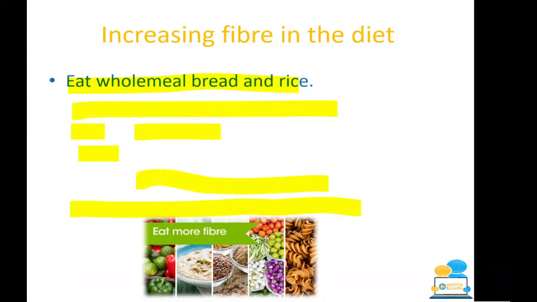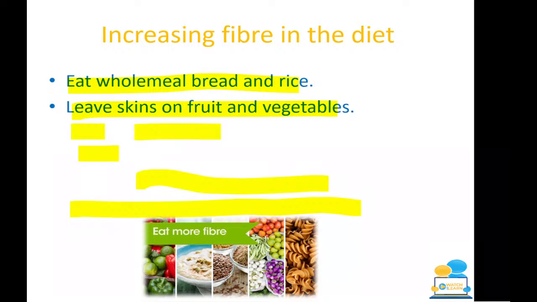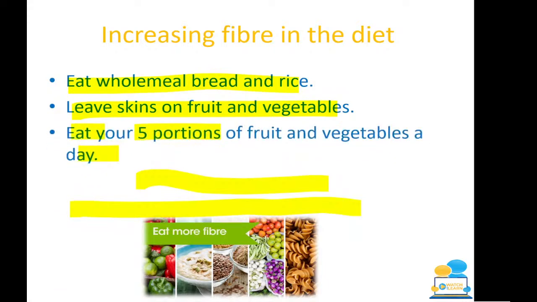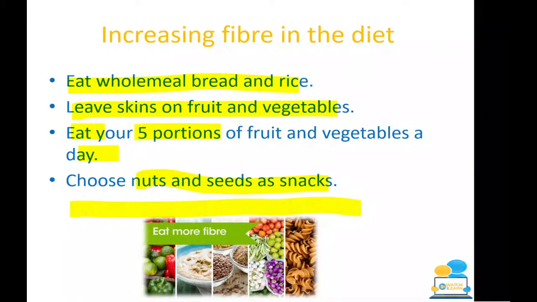So you should be eating wholemeal bread and rice. A good rule of thumb would be to go back to the meal planning guidelines and the food pyramid. That will always give you some really good advice on how to increase anything in the diet. You should leave your skins on fruit and vegetables, so don't be peeling the skins off your apples. You can even eat carrots with skins on, just give them a good wash. Eat your 4 to 5 portions of fruit and veg a day, because they're going to be excellent sources of fibre. Choose nuts and seeds as snacks instead of going straight for your crisps and your chocolates.